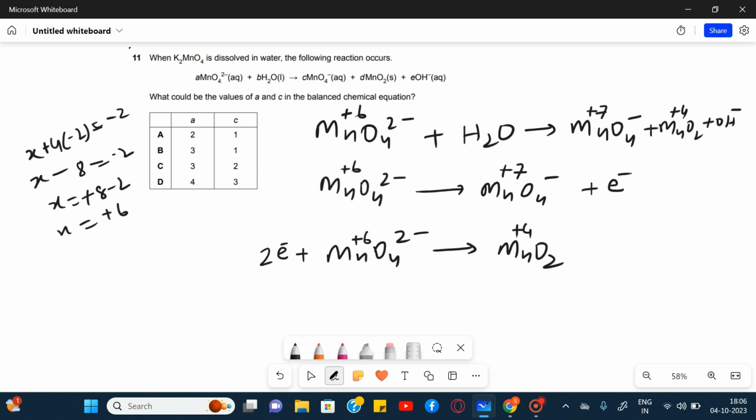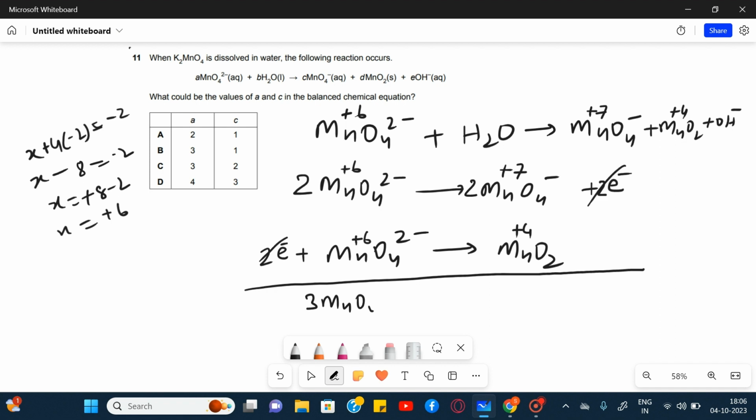Now we can balance the number of electrons. If we multiply the first equation by 2, the 2 electrons will be cancelled and we will be left with 2 MnO4 minus and MnO4 2 minus, so that is 3 MnO4 2 minus gives 2 MnO4 minus plus MnO2.